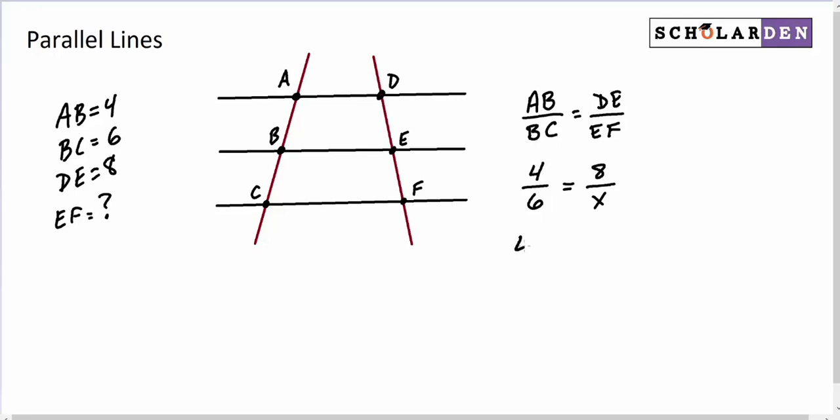We could cross multiply. 4x equals 48. It's going up here and up here, how we solve proportions. Divide both sides by 4, and we get x has to equal 12.